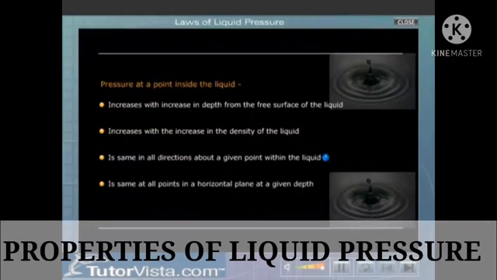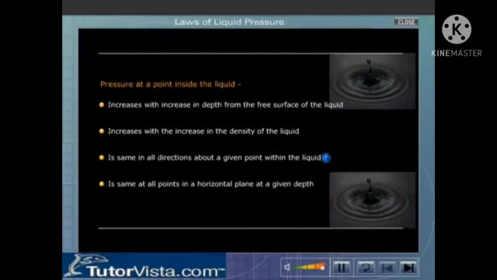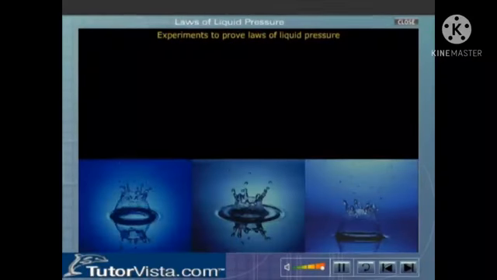Is same in all directions about a given point within the liquid. Is same at all points in a horizontal plane at a given depth. Experiments to prove laws of liquid pressure.